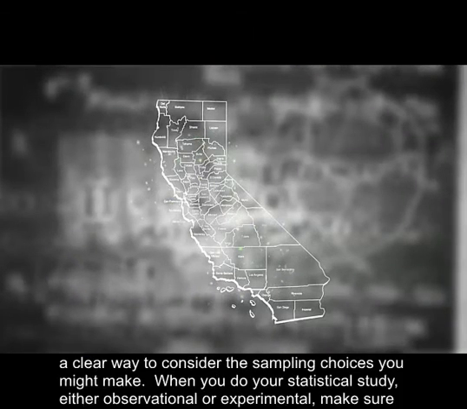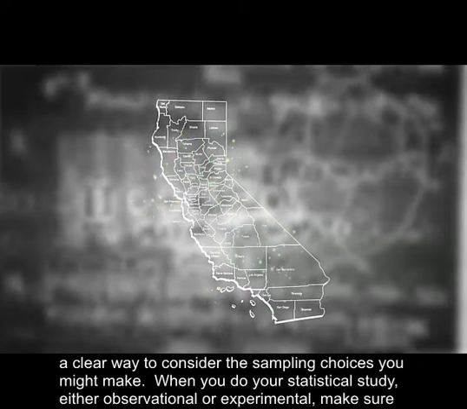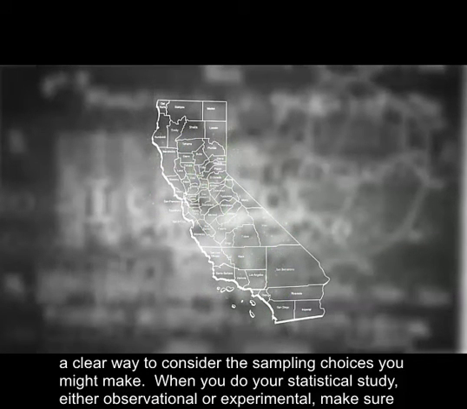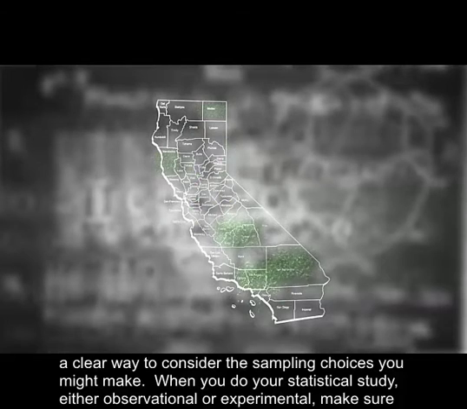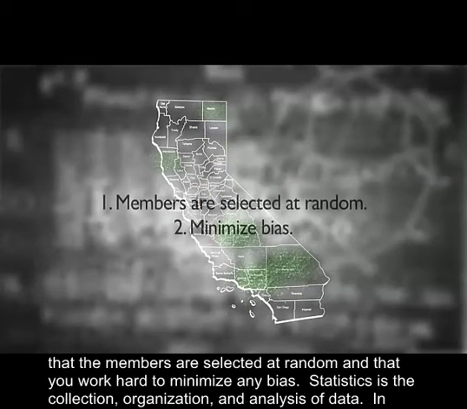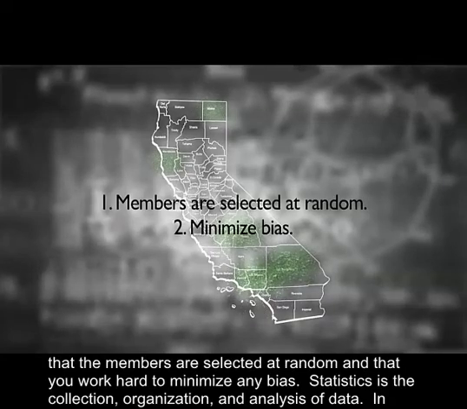This image gives you a visual of the types of sampling and a clear way to consider the sampling choices you might make. When you do your statistical study, either observational or experimental, make sure that the members are selected at random and that you work hard to minimize any bias.